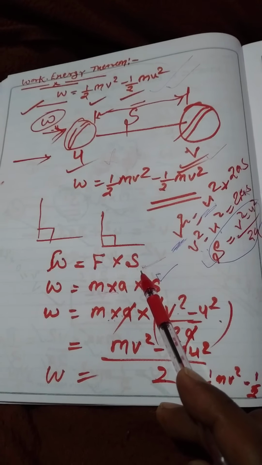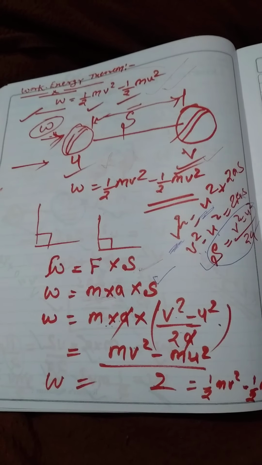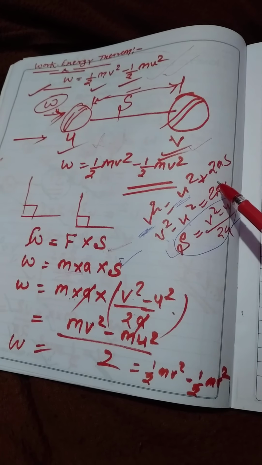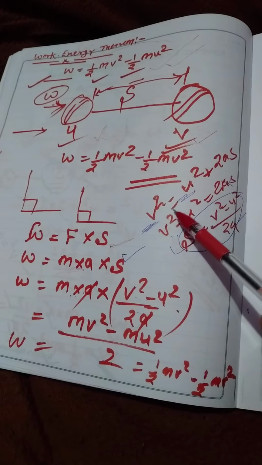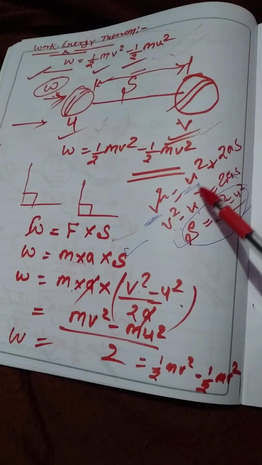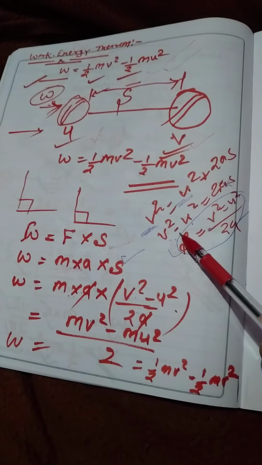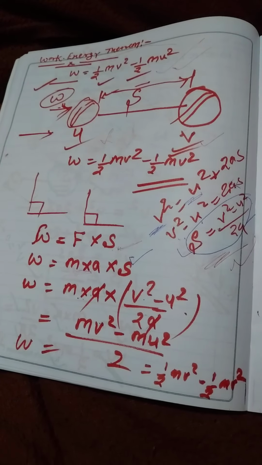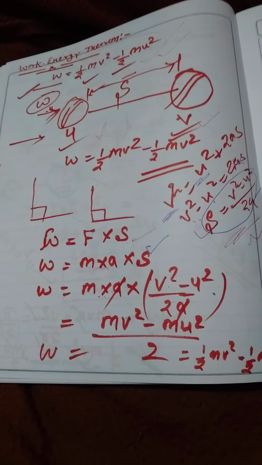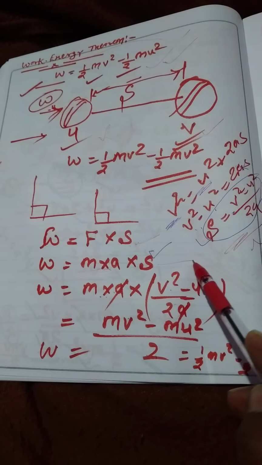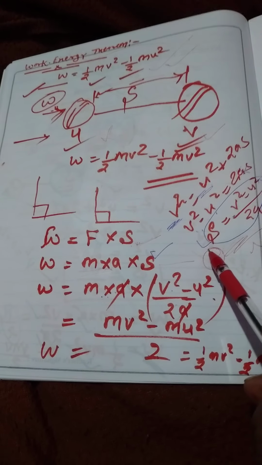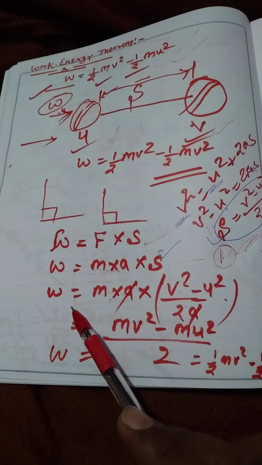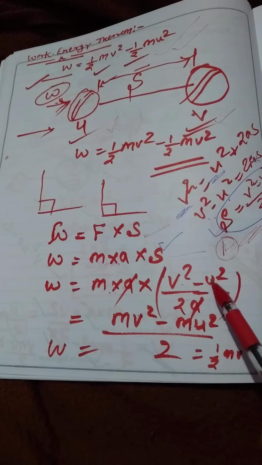In the place of s we can write, from the third equation of motion, v² minus u² is equal to 2as, or we can say that v² is equal to u² plus 2as. So v² minus u² is equal to 2as. In the place of s we can put (v² minus u²) upon 2a. Now we have work done is equal to mass into acceleration into (v² minus u²) upon 2a.